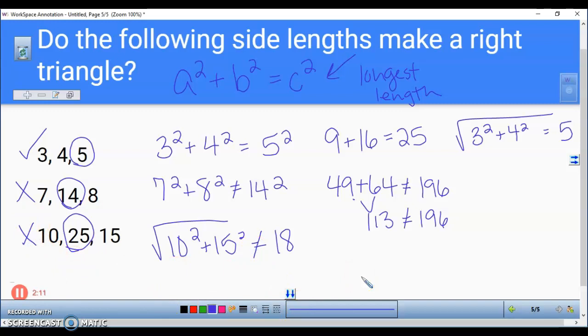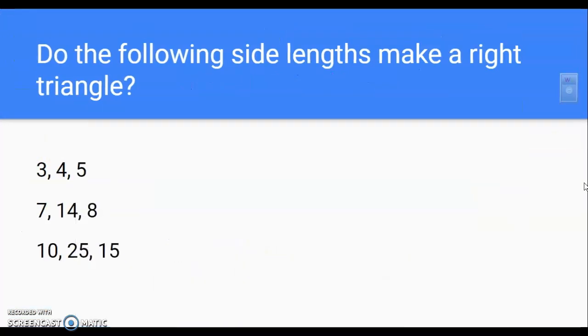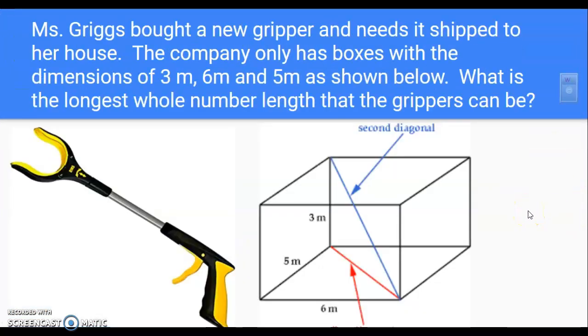These combinations are called Pythagorean triples. 3, 4, and 5 is probably the most common Pythagorean triple. There are a whole list of them. I think when you get to college, you'll probably have to memorize the first 50 or 100 of them. So that is a Pythagorean triple. You're proving to see if it makes a right angle.